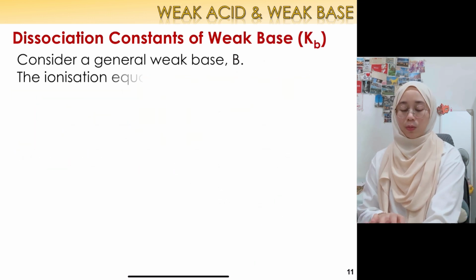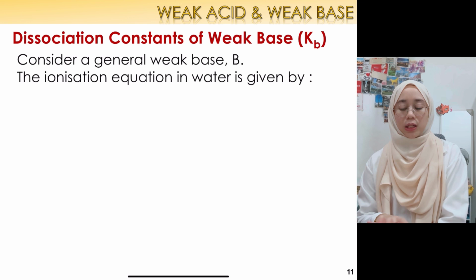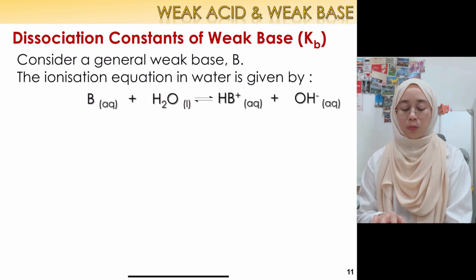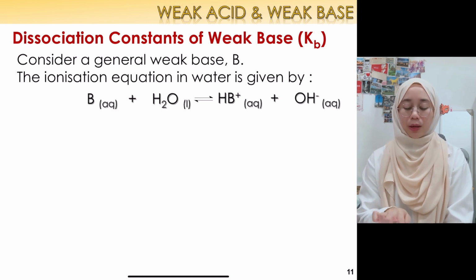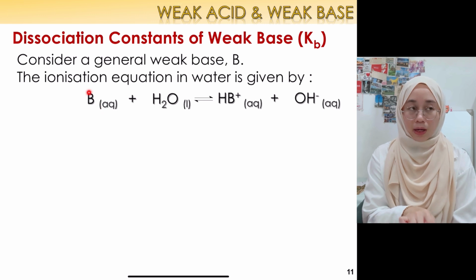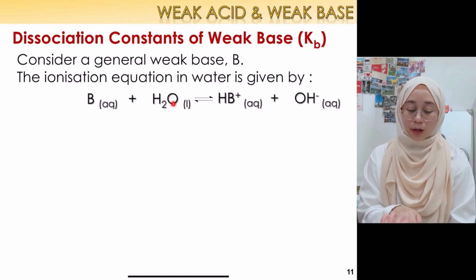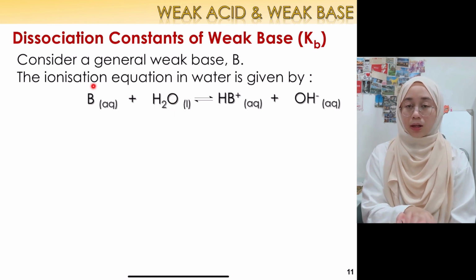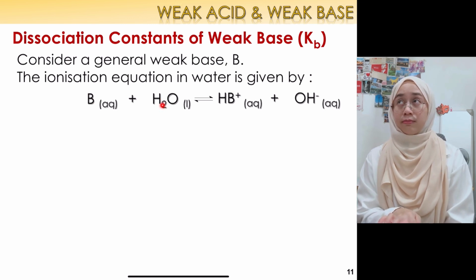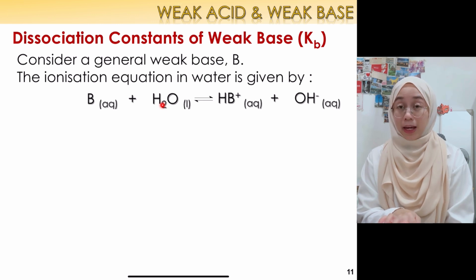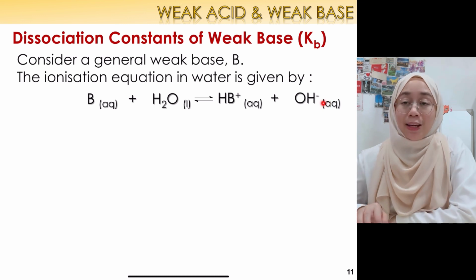Okay, and then what about Kb? So consider a general weak base, we just call it B here. The ionization equation in water is given by B plus H2O producing HB plus and also OH minus. So how do we get HB plus? Because this is a base, right? A base will accept a proton. Since it is a base, water will act as an acid. So water will donate a proton to our base, and our base will accept H plus, so we get HB plus here. Meanwhile, water donates its H plus, so we get OH minus here. As you can see, we are producing OH minus ion on this side.